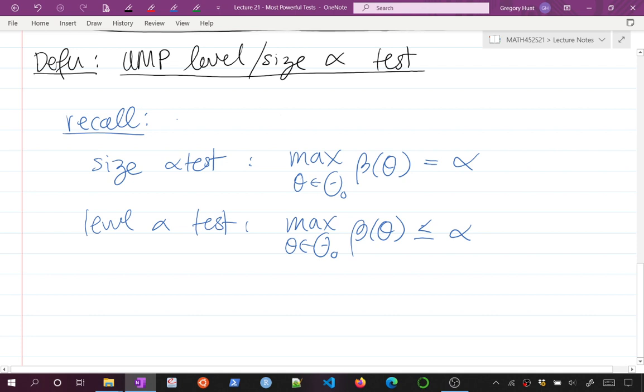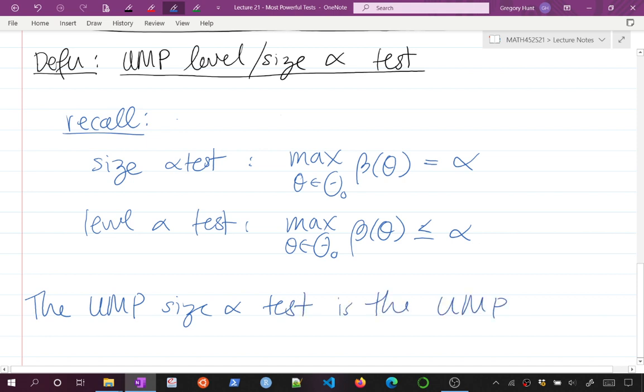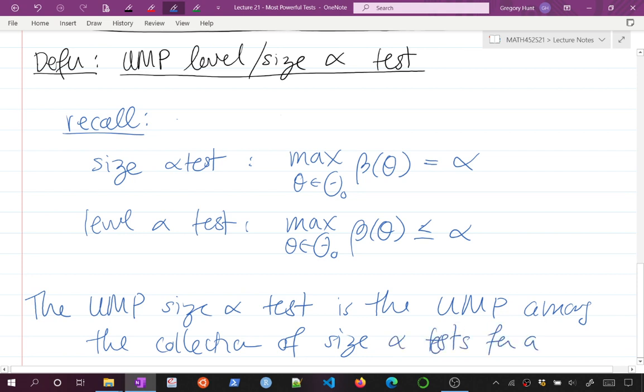So the UMP level alpha test, or the UMP size alpha test, is the most powerful test among all. Let me write this down. The UMP, and let's go with size first. A size alpha test is the UMP, uniformly most powerful test, among the collection of size alpha tests for a hypothesis.